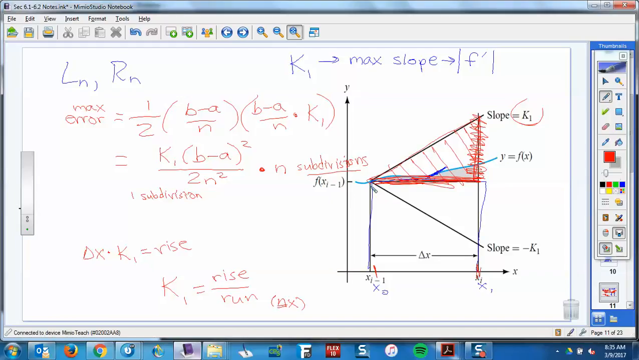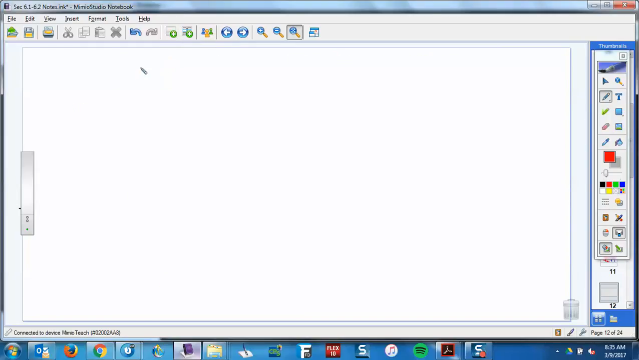Now, you've got to understand that K1 might be different in all those subdivisions. So what we're going to say is that K1 is the max slope of the whole thing. We're going to look at the whole interval, a to b, and find the max slope, and use that as our K1. Okay? And so when we multiply that, that's going to cancel that right there, and we're going to get this formula. So the error-bound formula is this right here.